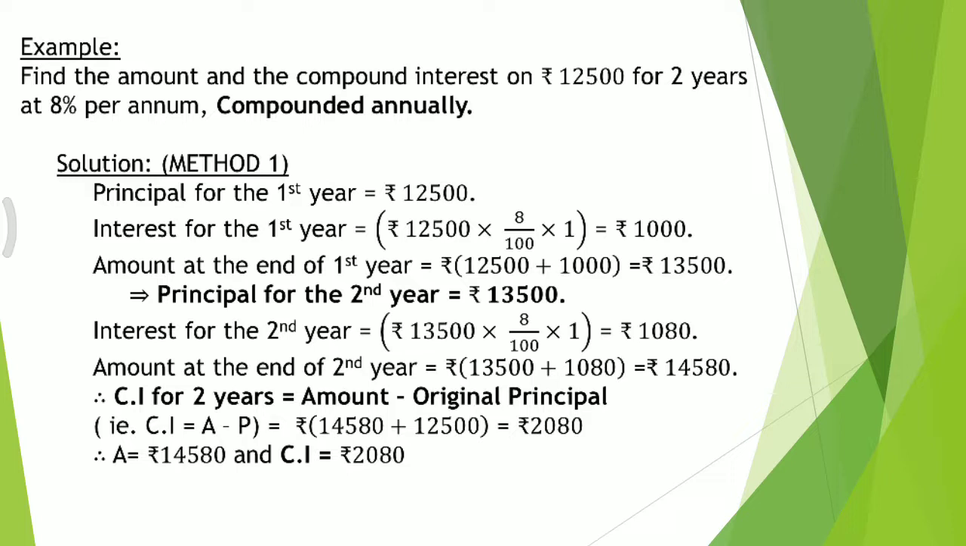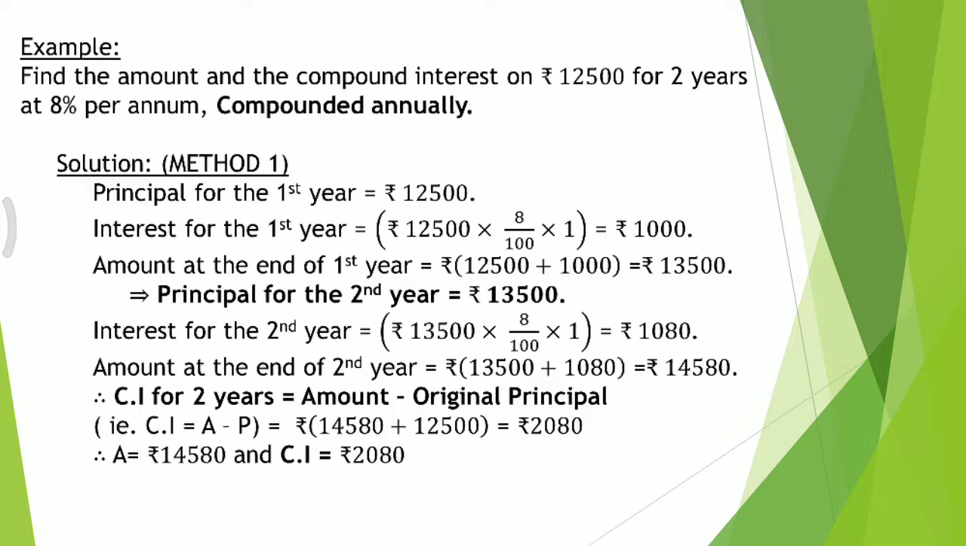Now this amount is converted as the principal for the second year. It is very important, listen: the amount at the end of the first year becomes the principal of the second year. Now the principal of the second year is equal to 13,500. Interest for the second year is equal to 13,500 into 8 by 100 into 1, that comes to 1080.